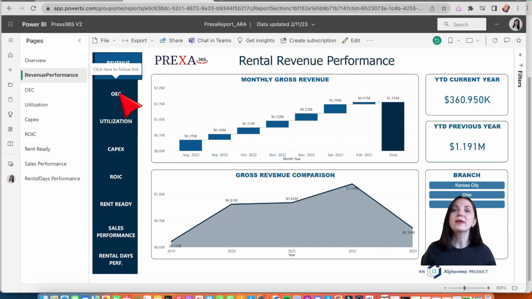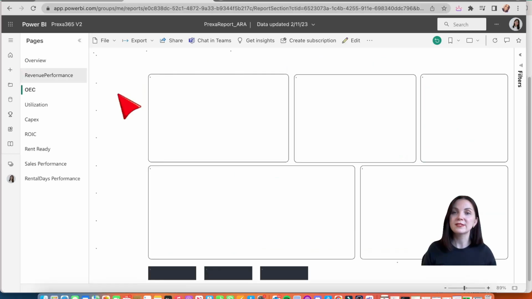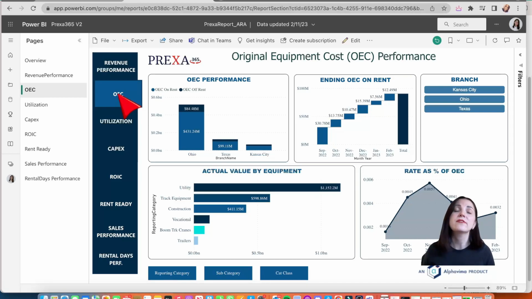Another important KPI is the original equipment cost, or the cost of acquiring new equipment. Keeping the original equipment cost low is essential for maximizing profitability.